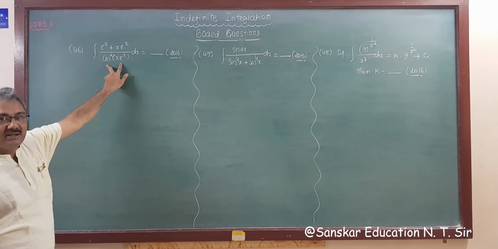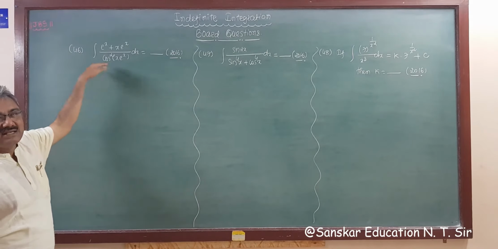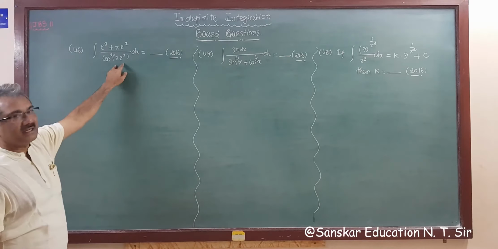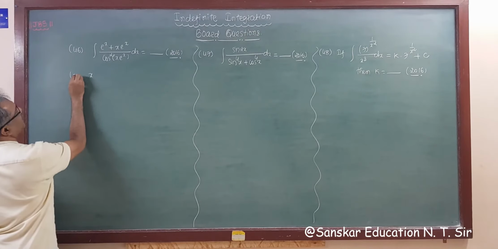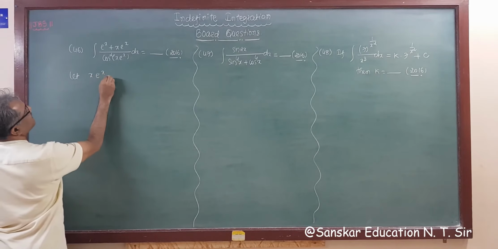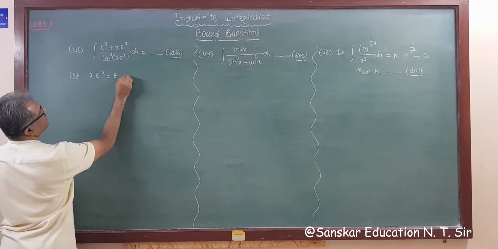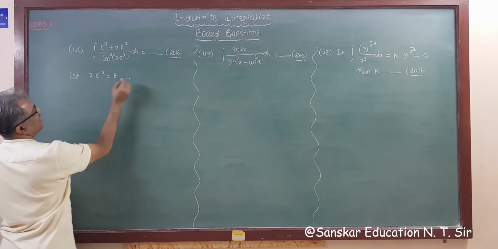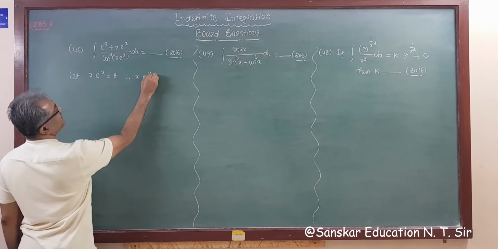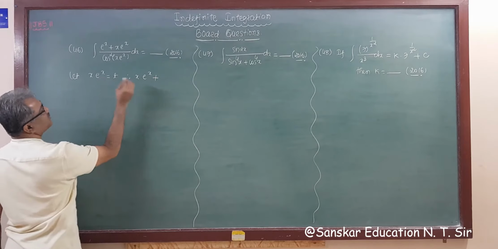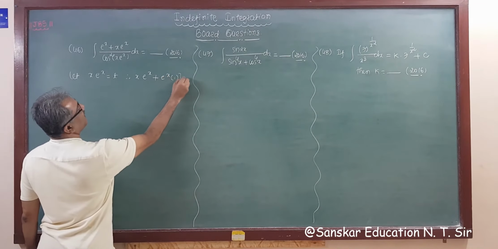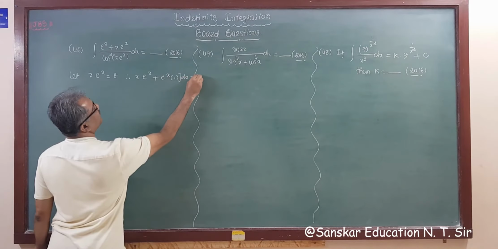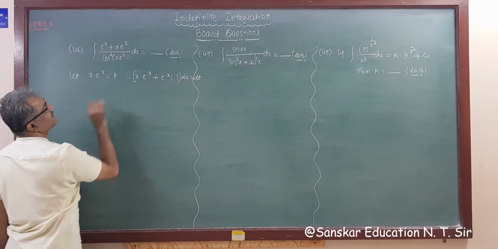इसके लिए assume करके देखते हैं क्या होता है डेरिवेटिव, कुछ मिल जाए, right? Because this is not a standard. So assuming x into e raised to x is equal to t, so this implies x as it is, derivative of e raised to x is e raised to x, plus e raised to x as it is, derivative of x is 1. So (1 + x) e^x over dx is equal to dt. So we will get this.